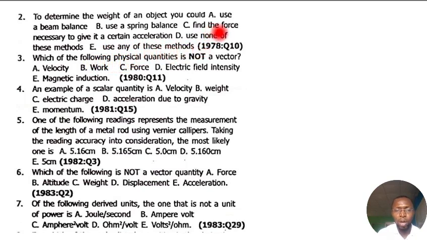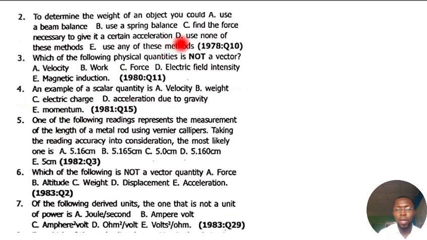Let's examine it one by one. The first question we should ask ourselves is, what is the instrument to measure weight? Weight is a vector quantity, but the instrument you use to measure weight is called a spring balance. So to measure weight, you have to use a spring balance. So B is correct. Now let us consider option A, use a beam balance. A beam balance is used to measure mass, and mass is a scalar quantity. So A cannot be correct. B is the correct option. C says find the force necessary to give it a certain acceleration.